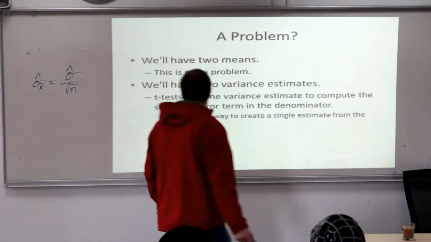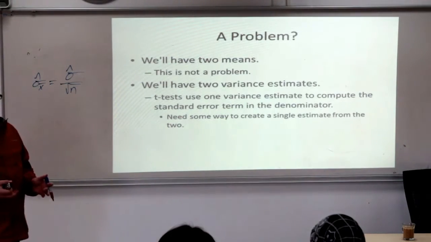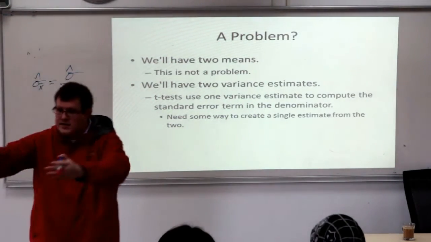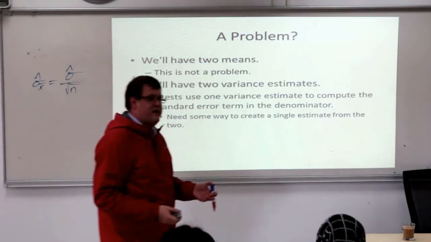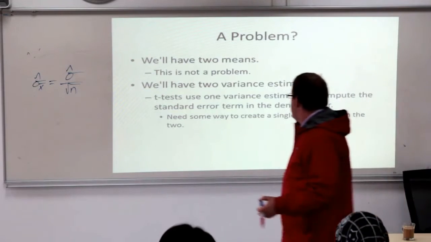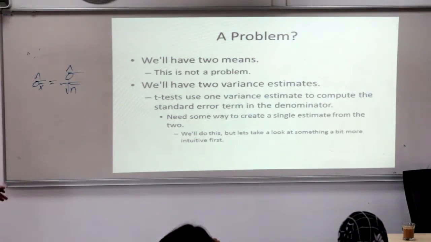Now, we're going to need to create a single estimate from our two estimates. So we're going to take one sample, and we'll get one unbiased estimate of the variance. We're going to take another sample, and we're going to get another unbiased estimate of the variance. So we're going to do this, but let's look at a similar question first.